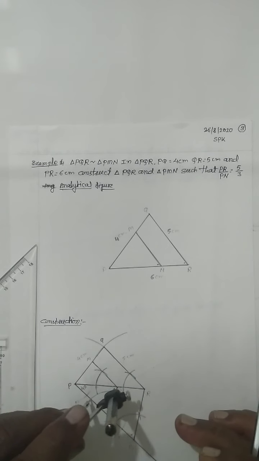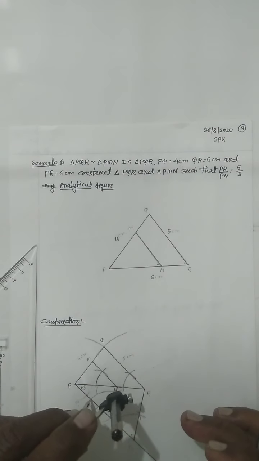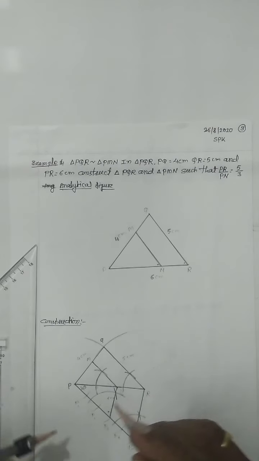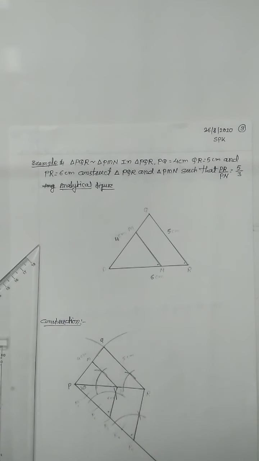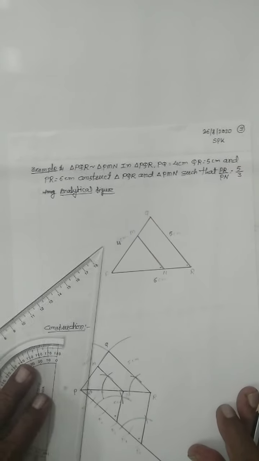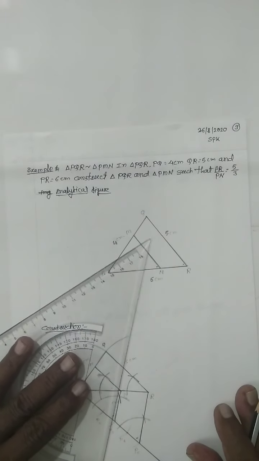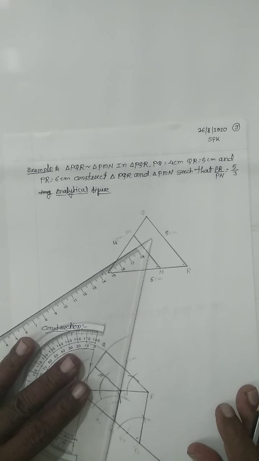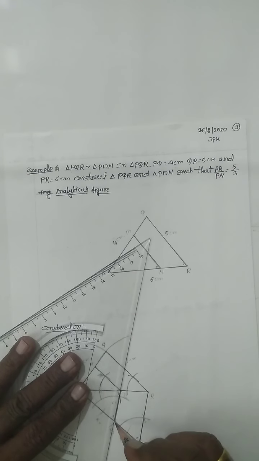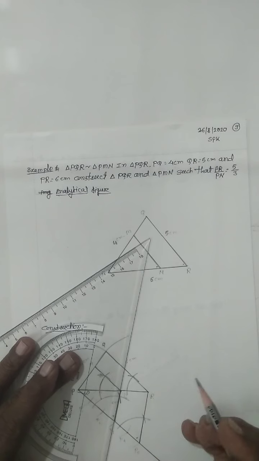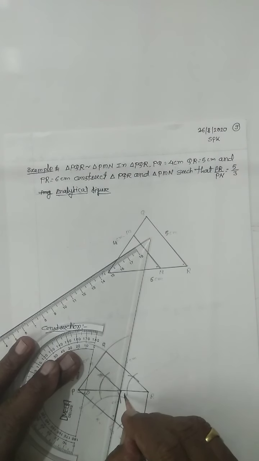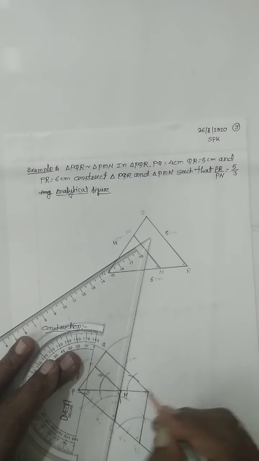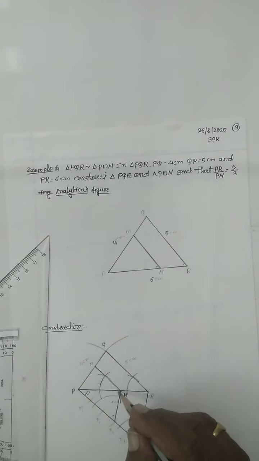Then keep this distance as it is and draw the arc. Now this arc intersects the previous arc at this point. Then draw the segment which passes through the intersecting point, starts from P3 and intersects PR. Now that point is N, means we get the segment P3N. Now we get here point N.